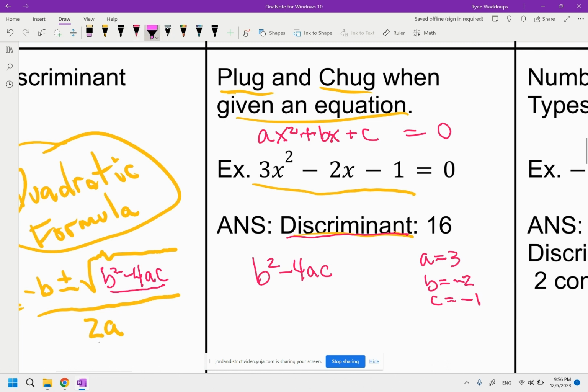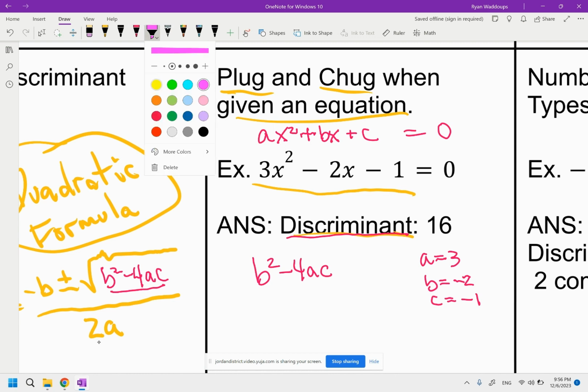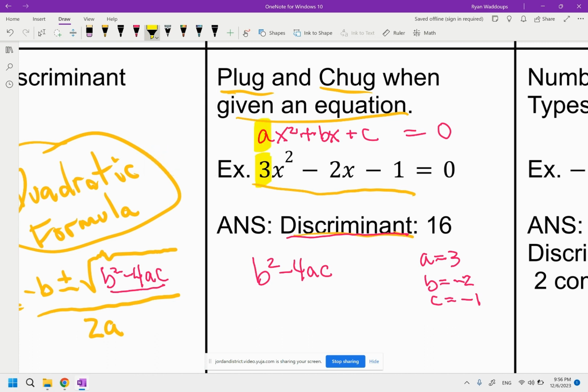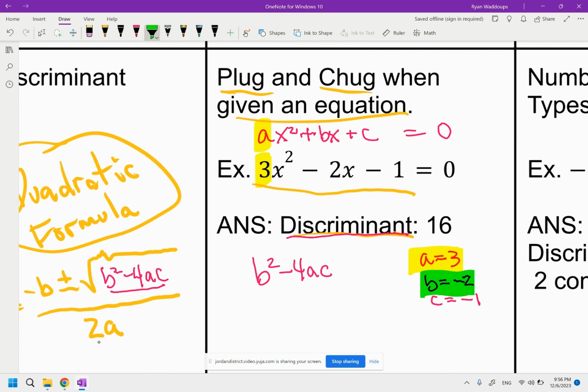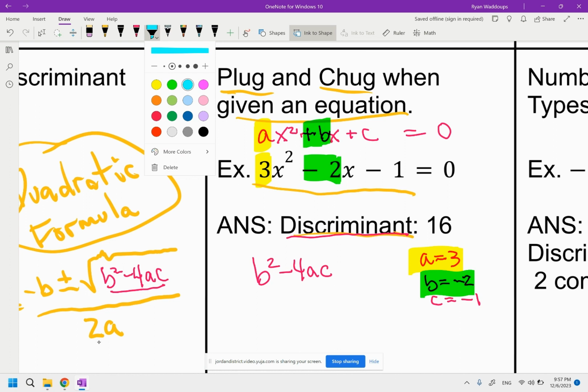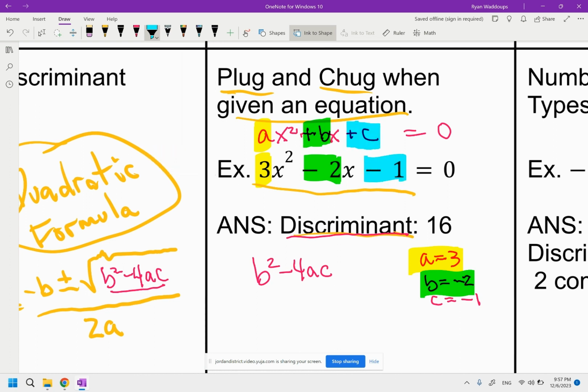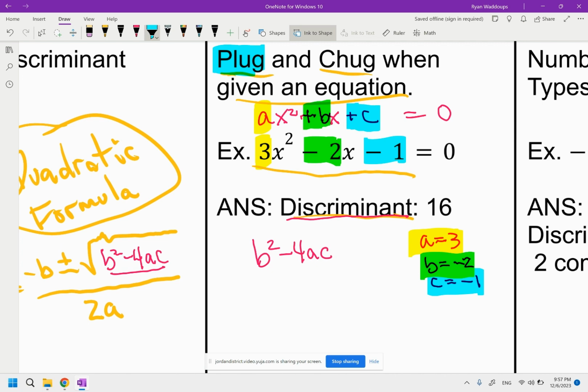Let's highlight those. So A is 3. A equals 3. B is negative 2. And C is negative 1. So C equals negative 1. And that's the values we're going to plug into this. So it's really not hard. That's what that plug-in part means.